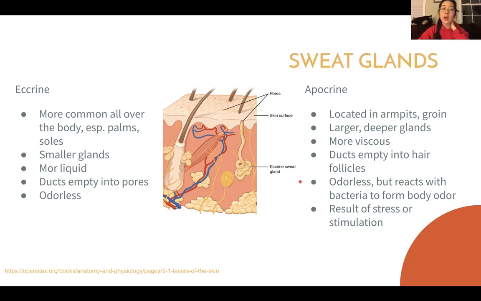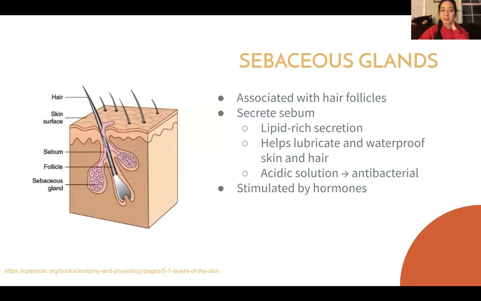They also have odorless secretions, but because they contain more molecules, they react with bacteria to form body odor. And their secretions are usually the result of stress or stimulation, whereas eccrine glands just produce sweat all the time. Apocrine glands are only the result of specific instances, and they're really activated at puberty. So before that, they aren't really super active.